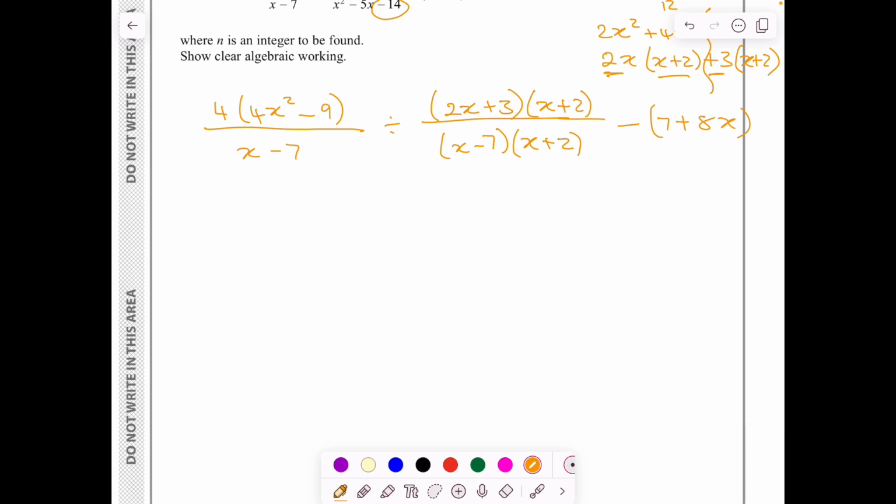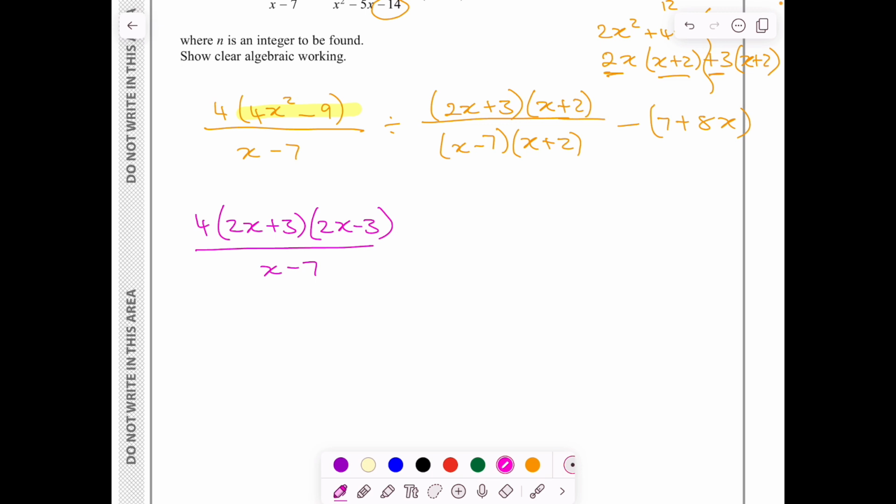Right, then I should realise that this one here, let me just do it so you can see it, is a difference of 2 squares. So I have 2 square numbers, 4 and 9, and they are subtracting. So straight away I can factorise that so that it becomes 4 times 2x plus 3 times 2x minus 3. And then I've got the x minus 7 on the denominator.